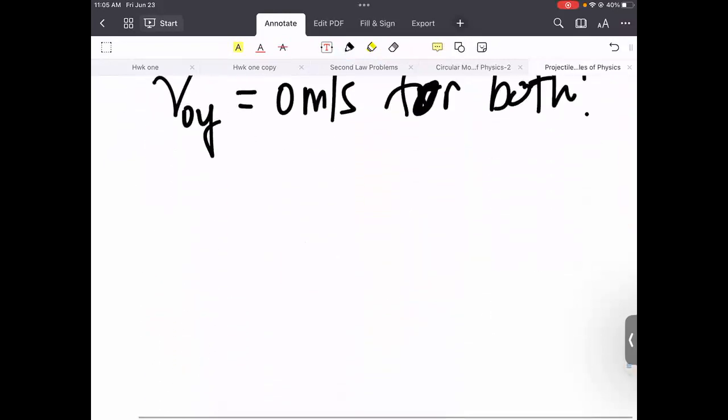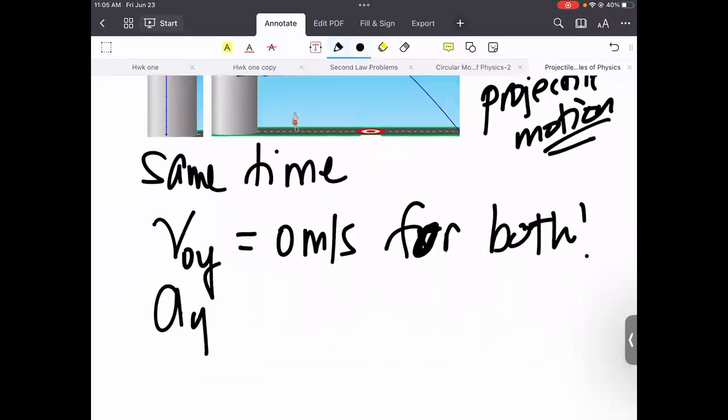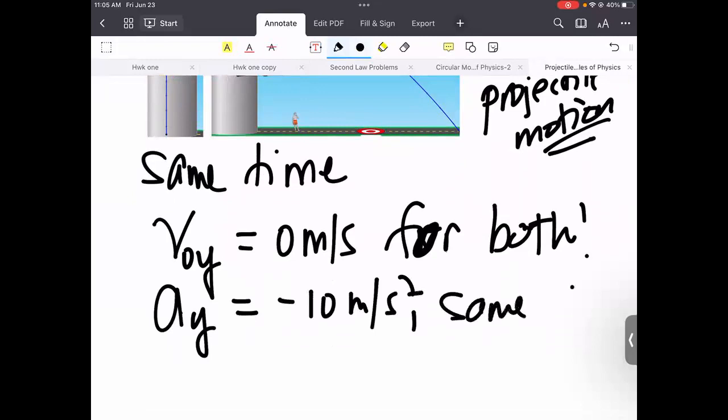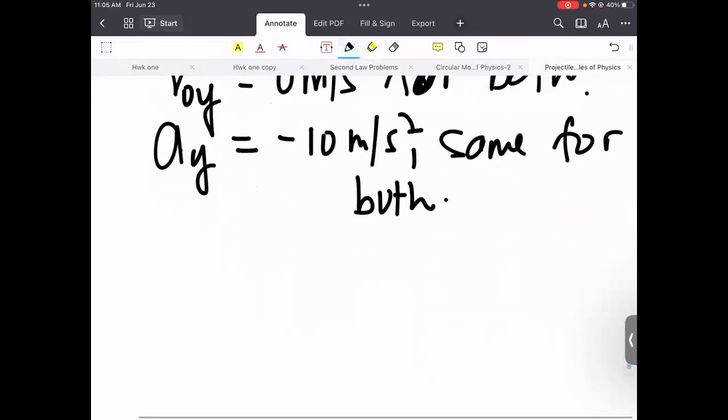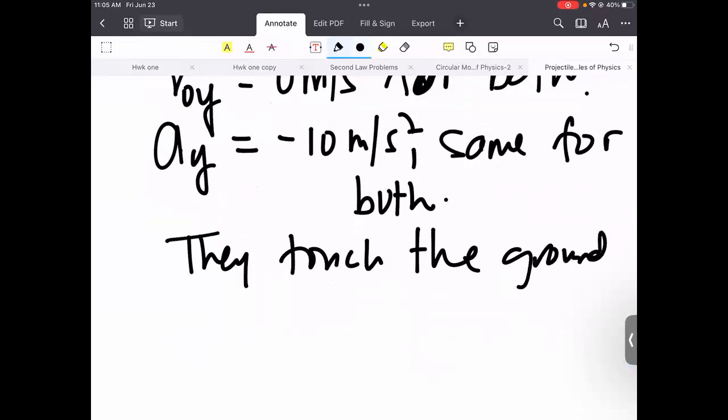Acceleration in the y direction is the same, minus 10 meters per second squared, for both. So they touch the ground at the same time.